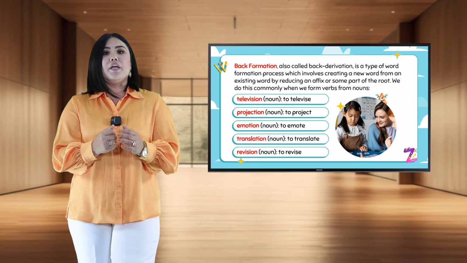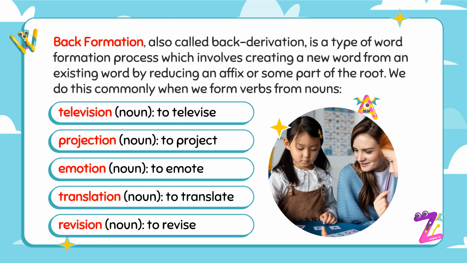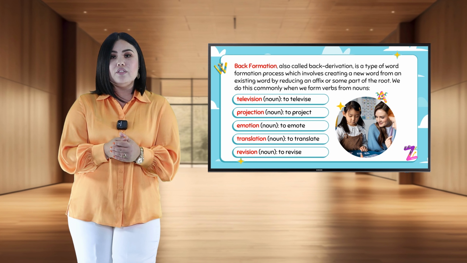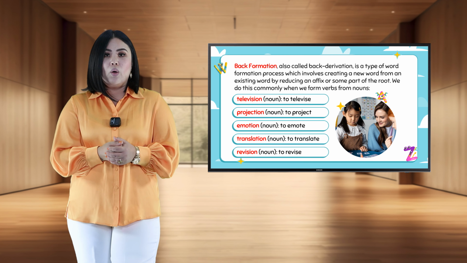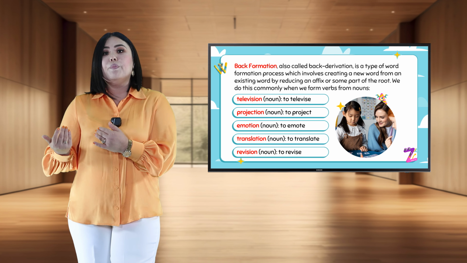Next type is back formation. Type of word formation when a real or supposed affix is taken away is called back formation. Back formation is not a highly productive way of word formation in modern English. Let's see examples. For instance, the word editor. By removing the suffix -or, we can create the word to edit, or cobbler to cobble, babysitter to babysit.